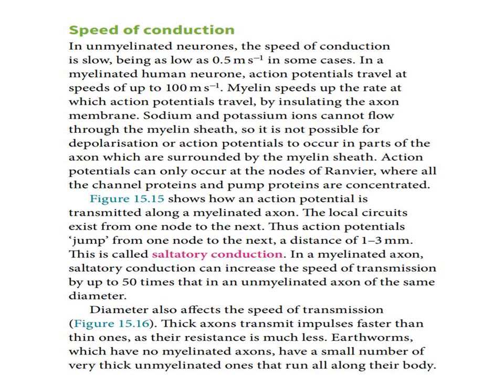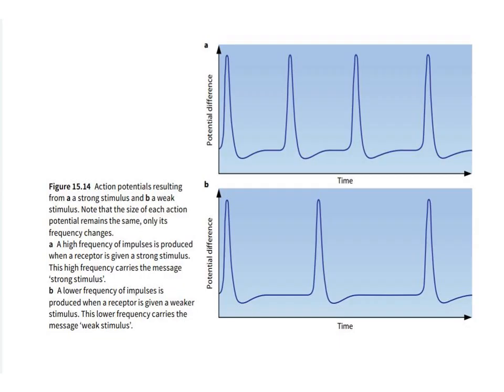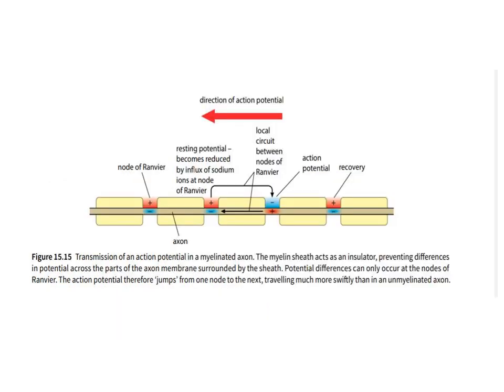Like you can see sprinting or jumping of an impulse on an axon from node to node, and these nodes are called nodes of Ranvier. These were the diagrams. You can see the impulse against a stronger stimulus in A as compared to a weaker stimulus in B. So these are the nodes of Ranvier. You can see positive and negative charges.